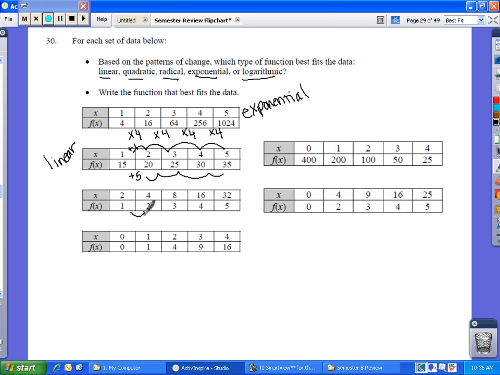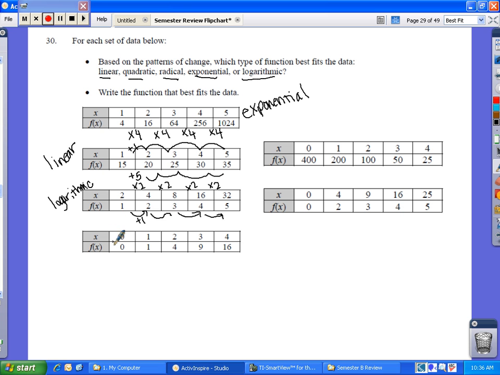For the third one, my y's, or f of x, increases by 1 each time. However, the top now is switched. Notice that the pattern is switched. So this is being multiplied by 2 each time. Now since the x value is the one being multiplied by 2, it's going to be the opposite of exponential, and this is going to be a logarithmic function.